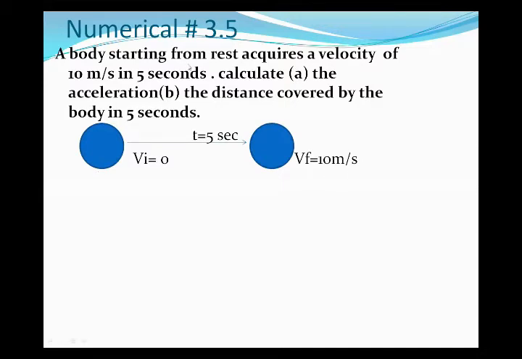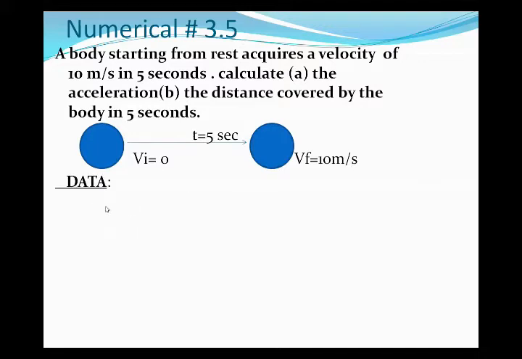So here we can say initial velocity is 0 meter per second, and final velocity acquires means to get the final velocity. So final velocity is 10 meter per second. Now, here we have to calculate the acceleration and the distance covered by the body in 5 seconds. After that, you know very well here these three quantities are given. Initial velocity is given, time is given, final velocity is given.